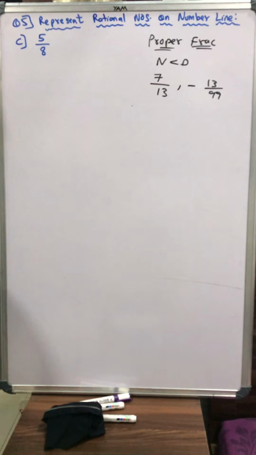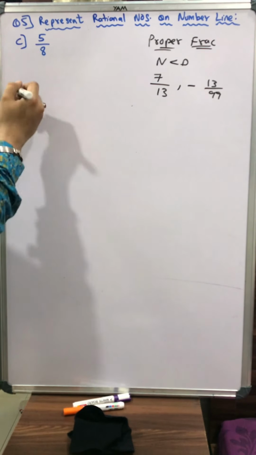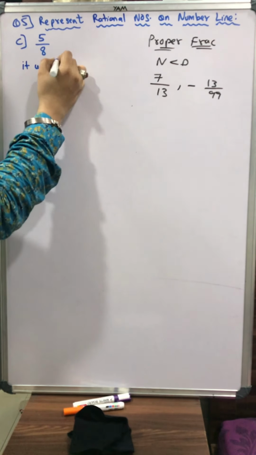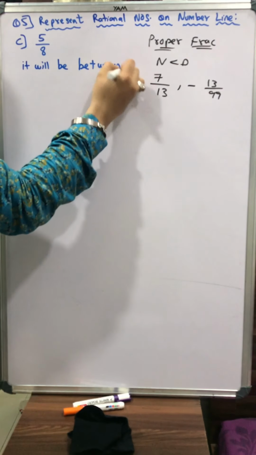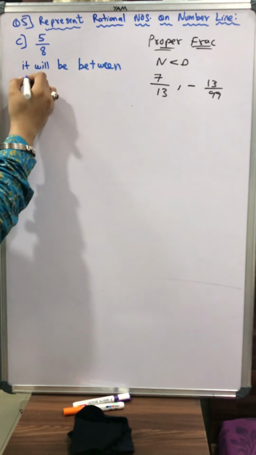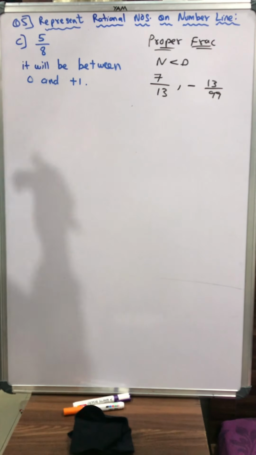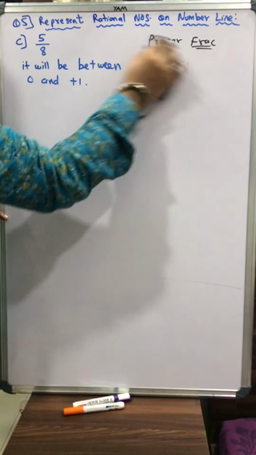So with that knowledge, students, can I say here 5 upon 8 is a positive fraction? So it will be between 0 and plus 1, because it's a proper fraction and a positive, very important, the positive fraction. Okay, I'll erase this note.